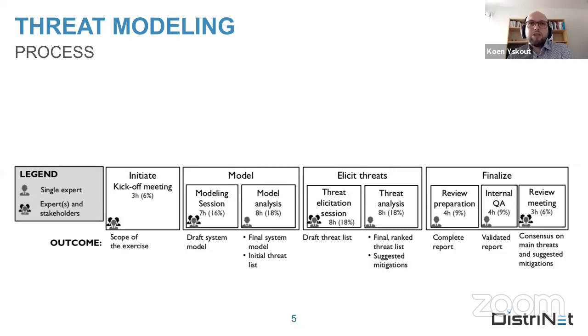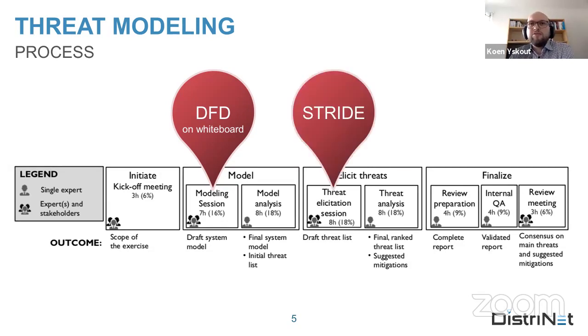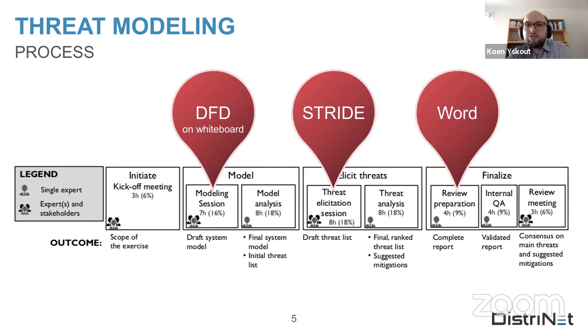So in practice, and I'm probably oversimplifying here a bit, the modeling session would be using or creating a data flow diagram on a whiteboard. And for eliciting the threats, STRIDE or some variant of STRIDE might be used. And then here at the end, in the finalization, it's probably Microsoft Word or something to create the actual report. So this is the view that we have as academia of how threat modeling happens in practice. And this was the process of one particular company, but it corresponds to the ideas that we had. So I would like to know if your process is totally different than this. It's useful to know how you do threat modeling, but this is the reference that we have in mind.